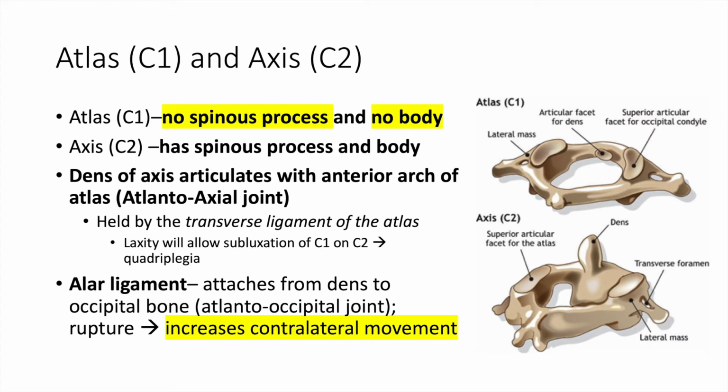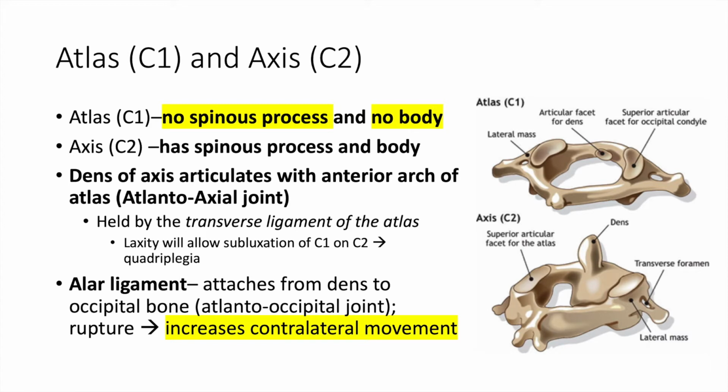C1 and C2 are very unique, and they're special, so they have special names. There's atlas, which is C1, and axis, which is C2. On a test, they could either say C1 or C2, or they could put atlas or axis, but they're not going to put both like I've written it. They're not going to put atlas C1. You have to know those terms.